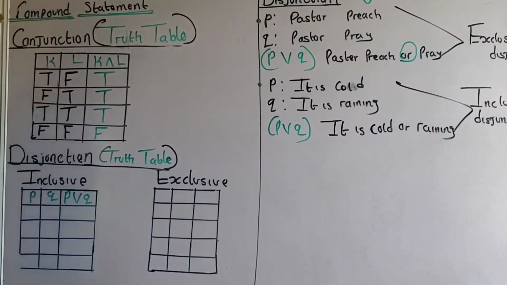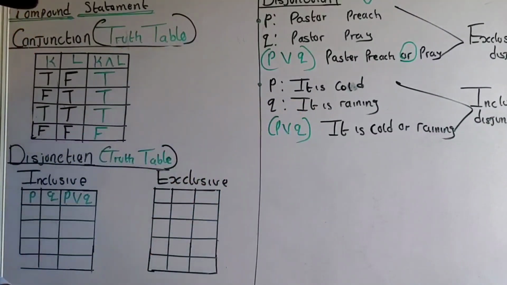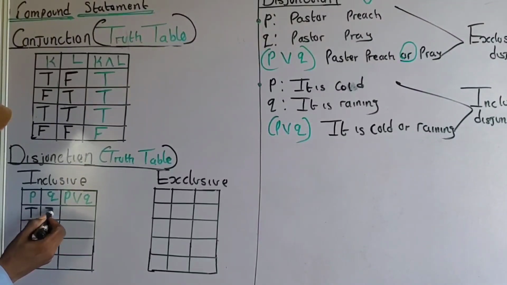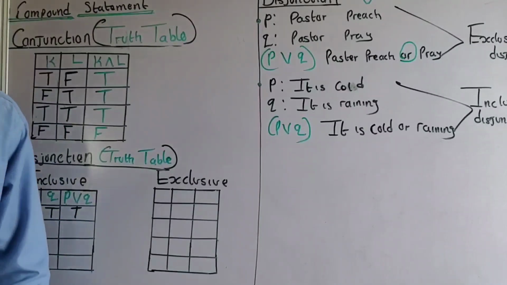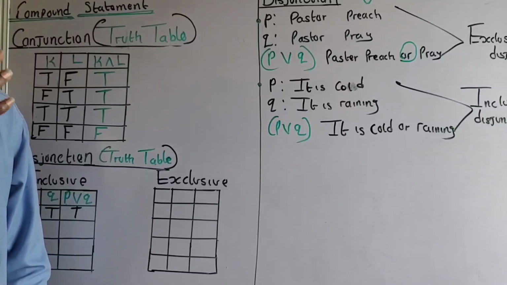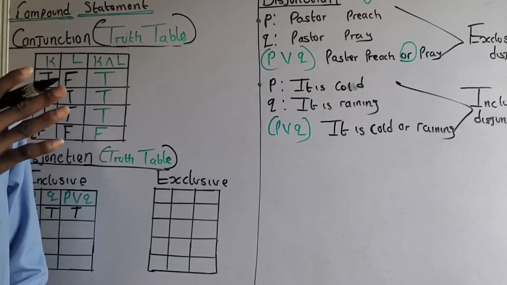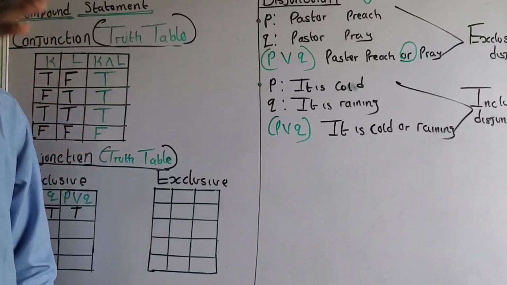Now let's start. Let's say both statements are true. Let's say it is cold and it is raining. So that means that P will be true, right? And Q will also be what? Will also be true. Now the conclusion will be true because I told you that an inclusive disjunction is a type of disjunction in which we have a conclusion that is true when one or both sub-statements that form the compound statement is true.